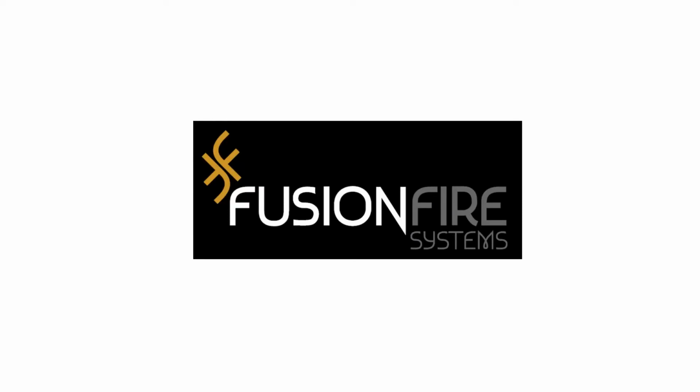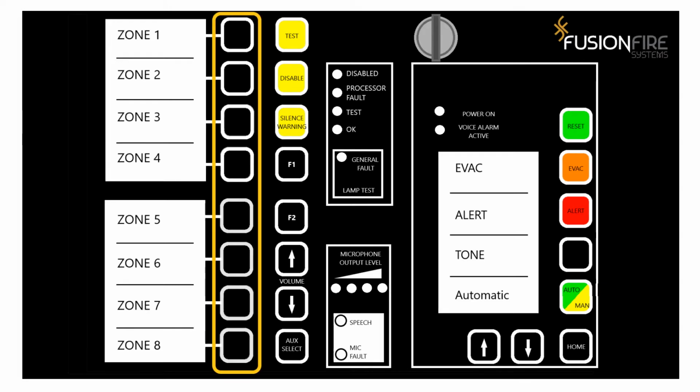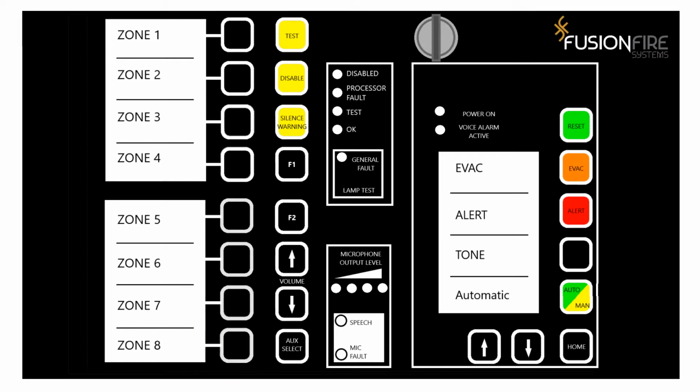Here is a quick demonstration of how to operate the Fusion Emergency Warning System to broadcast live announcements. The panel allows you to either select all the zones or to select only some zones at one time, according to your requirements.